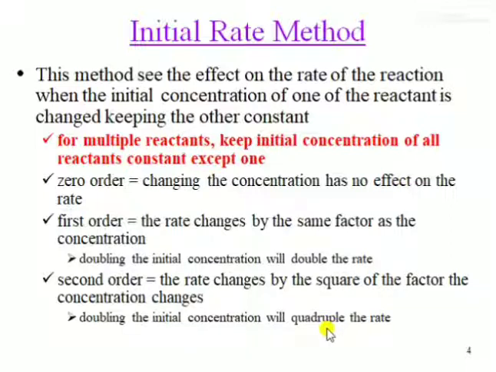Okay, so I hope you understand what this initial rate method is. Again, I repeat that in this method, generally we change the concentration of only one reactant, keeping the other constant. Okay, so now we'll be doing a few numericals on it so that you are able to appreciate how this initial rate method is worked upon.